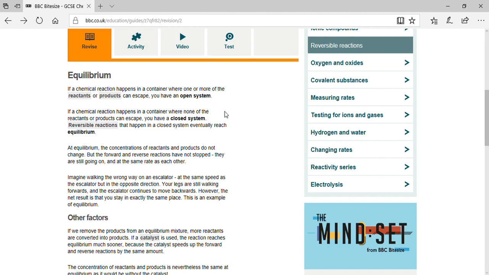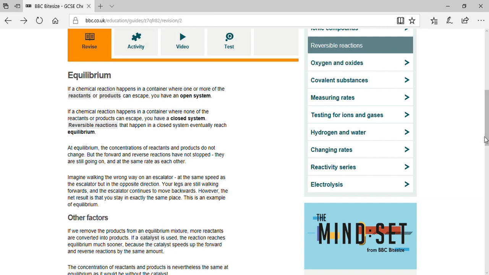Suppose that you are moving forward, running at a constant speed, suppose 10 kilometers per hour, and at the same speed the escalator is moving backward. So in that condition, if I would like to be over there or nearby you, then for me you will be at your same position. That means you are not moving forward or backward. So it is a perfect example for understanding equilibrium.